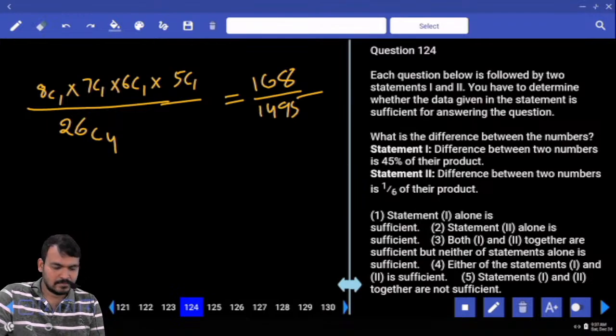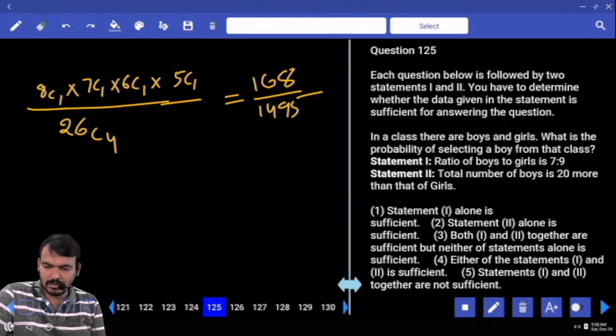Skip 124. I think statement 1 we are not get the answer. Obviously statement 2 also you are not get the answer. Then answer is neither 1 nor 2, because product is given, difference are given, we can't say the answer, values are not. Next 125.